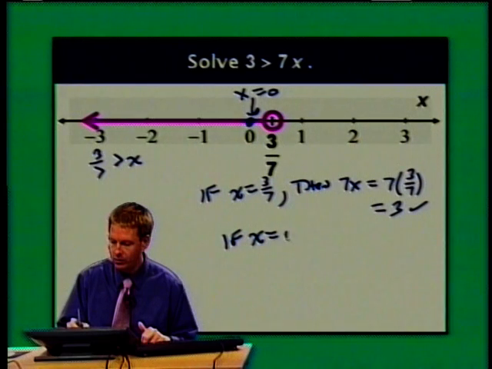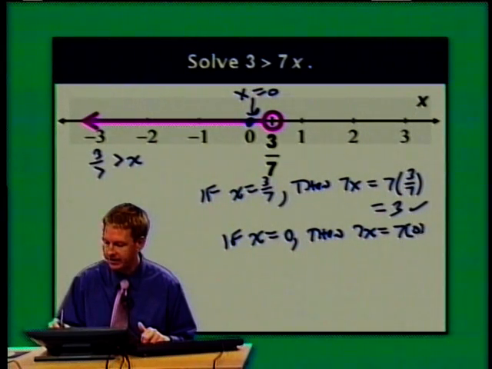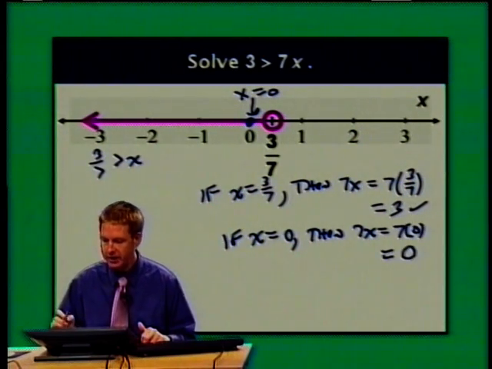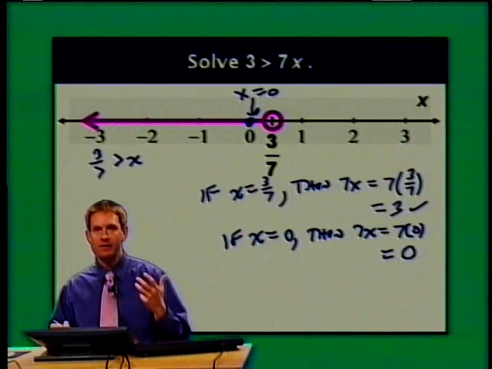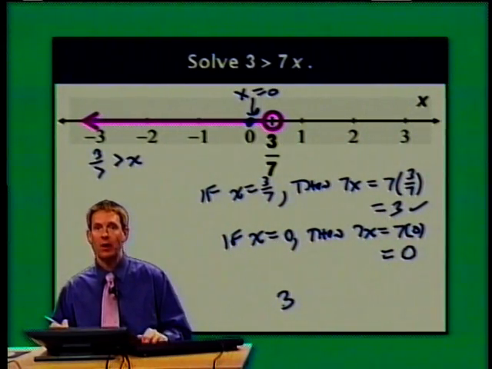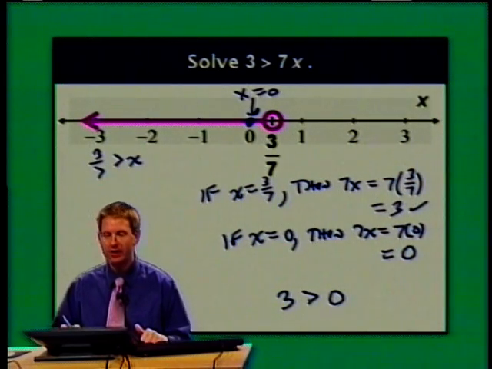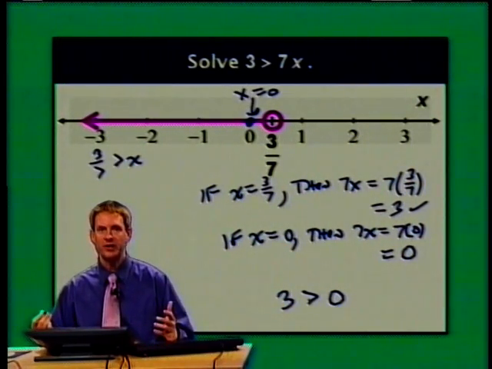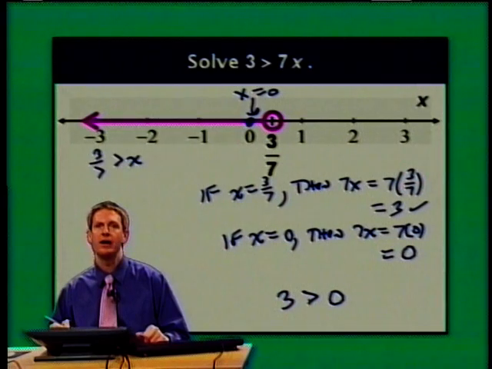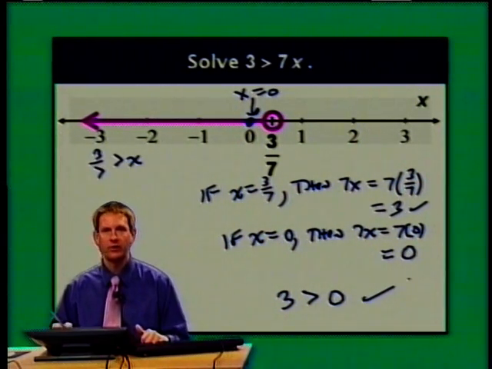If x equals 0, then our variable expression, which is 7x, evaluates to 7 times 0, which is 0. The left side of our given inequality is always 3. When x is 0, the right-hand side of our given inequality evaluates to 0. 3 is greater than 0. The sense of our original inequality was greater than, so we do have the proper sense when x is 0. Our solution checks.